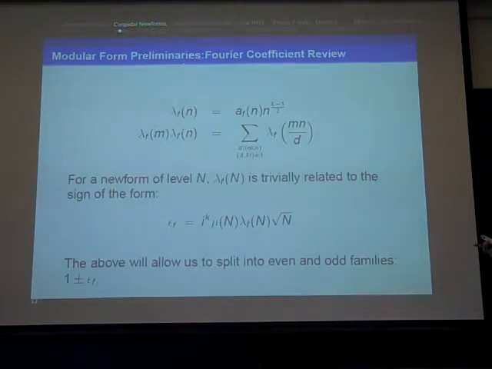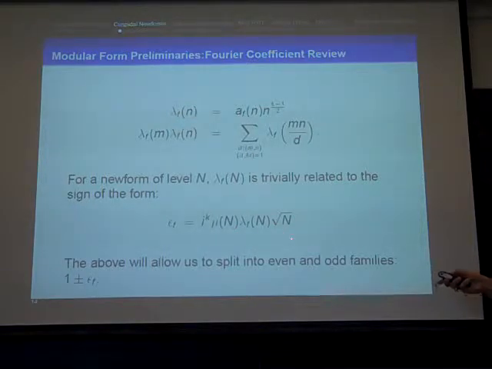Okay. So again, more preliminary, some Fourier coefficient review. Here's lambda f of n, and we're putting in some of these known weights. There's a nice multiplicativity. Lambda f of m times lambda f of n is equal to lambda f of mn divided by d squared, where d divides m and n. And then for a newform of level N, lambda f of N is trivially related to the sign of the form. So the sign of the functional equation is i to the k, that's fixed, mu of N, that's the Möbius function, that's fixed, square root of N, that's fixed.